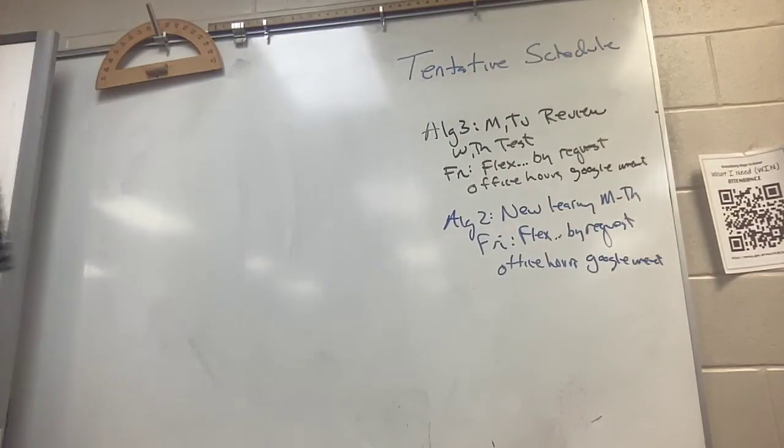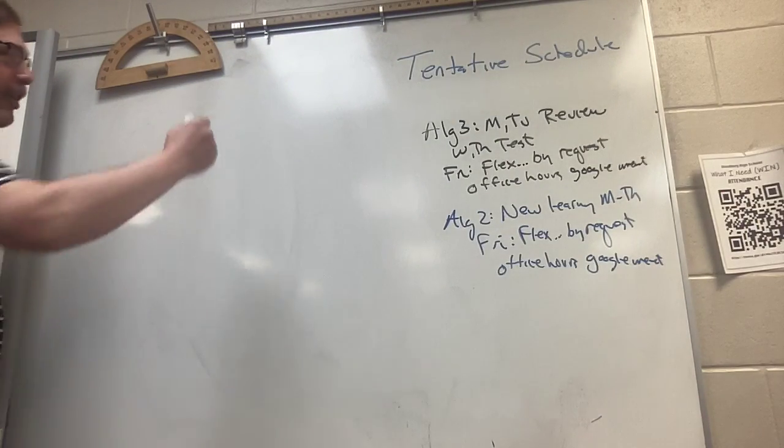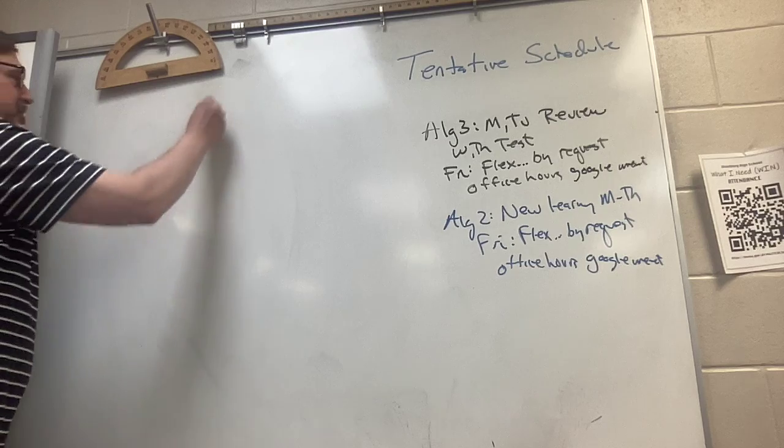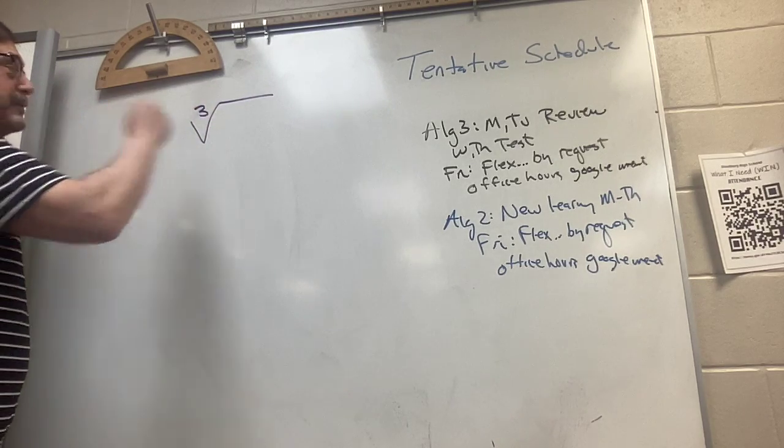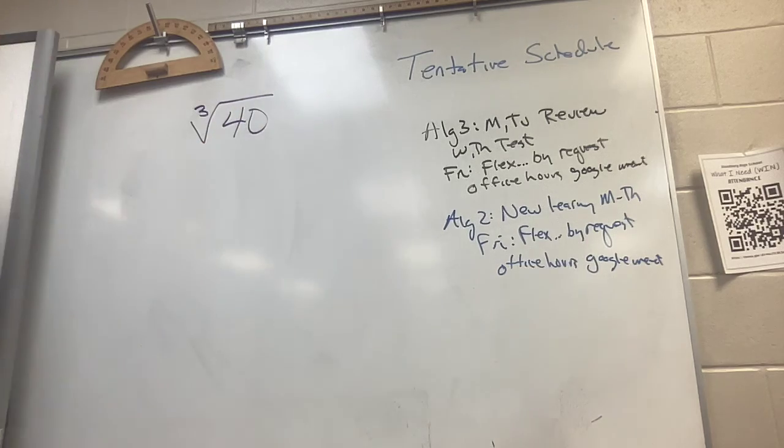All right. With no fancy calculator buttons being used, we're going to look at that. Well, 2 times 2 times 2 is 8. You could go 40 divided by 8 and see if it goes in. It goes in evenly.